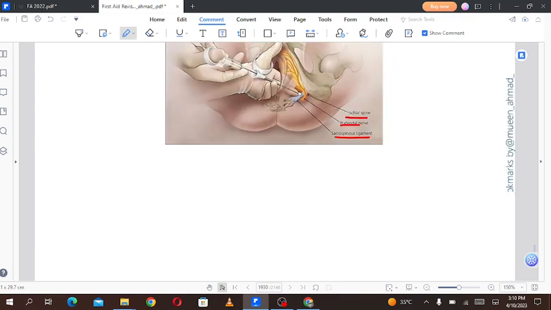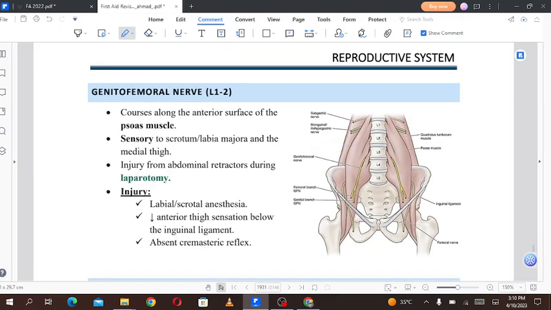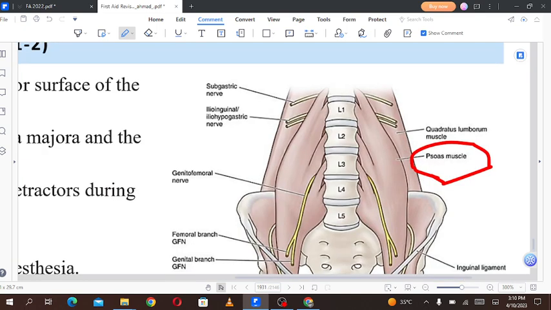Moving forward, we have the genitofemoral nerve, L1, L2. The genitofemoral nerve L1, L2 courses along the anterior surface of the psoas muscle. So where is the psoas muscle? The psoas muscle is like over here. So this is the psoas muscle. Let me zoom it in. So here you can see the psoas muscle.